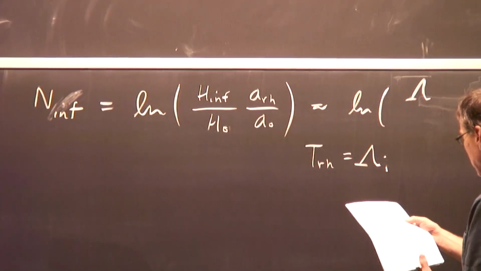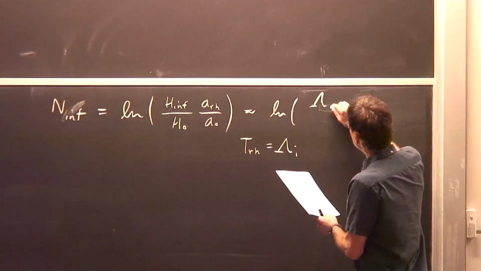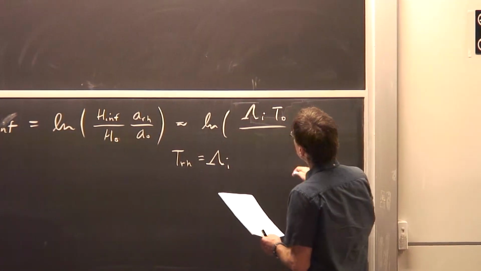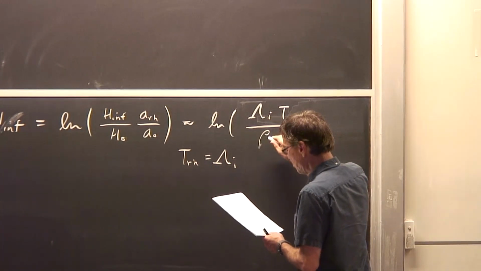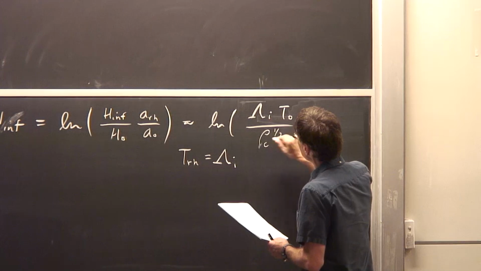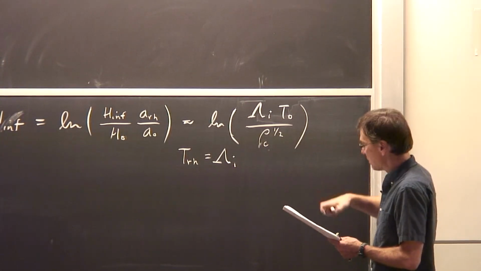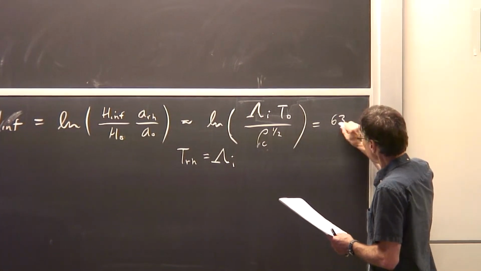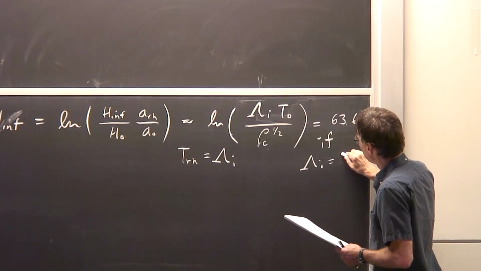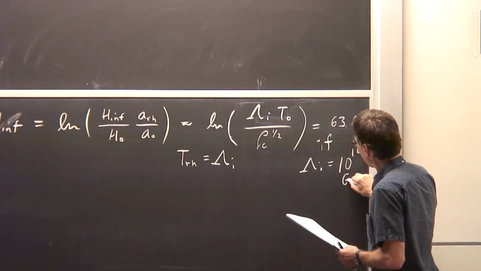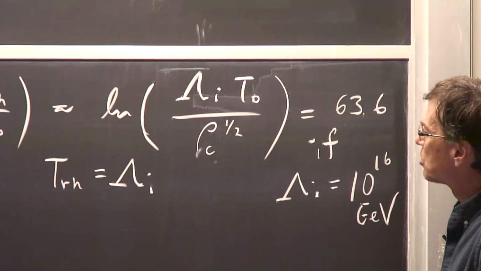And under that simplifying assumption, then you get the energy scale of inflation times the temperature today, 2.7 Kelvin, divided by the critical density to the 1/2, and you plug in the numbers and you get 63.6, taking this scale to be at the GUT scale. And well, you can see what it would be at lower scales.